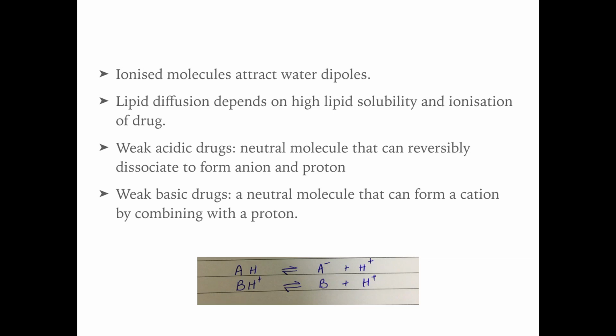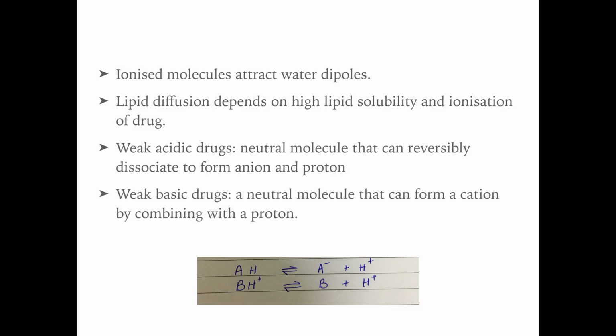So what are weak acidic and weak basic drugs? Weak acidic drugs can be best explained as a neutral molecule that can reversibly dissociate into an anion and a proton, while weak basic drugs can be defined as a neutral molecule that can form a cation by combining with a proton. So keep in mind that the protonated form of the weak acid is the neutral form, and that's why it is more lipid soluble, whereas the unprotonated form of a weak base is the neutral form.